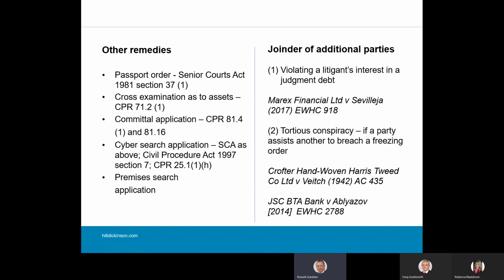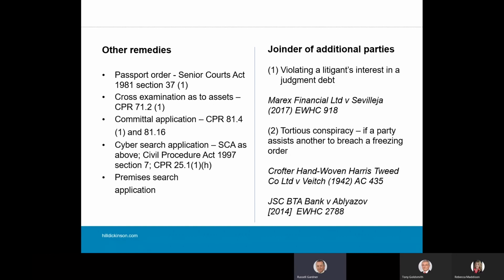But what is relevant to this webinar is that during the course of these search applications that we executed, the defendant revealed that a number of other third-party people and entities who had notice of the freezing order had assisted the defendant to breach it, in particular in relation to the dissipation of the Monaco proceeds. And that gives rise to a cause of action against those third parties in tort. And there are two bases for that.